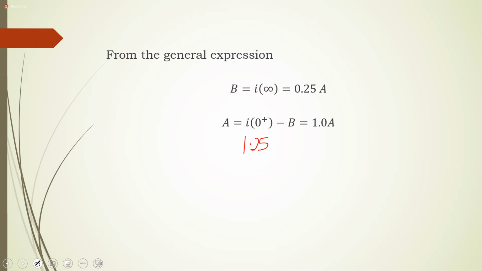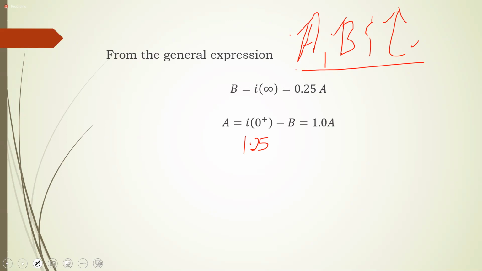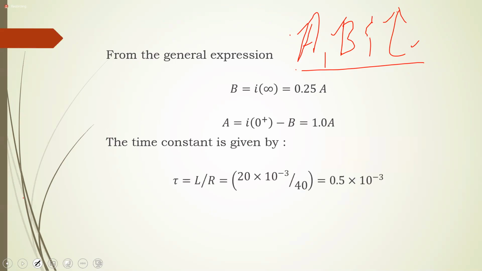Remember what we're trying to find? A and B, and tau. Those are the three things we're finding. So we have found A, we have found B, we just now need tau. And tau is usually the easiest one. So tau is L over R. And if you had a combination of resistors that it would go through, you'll find R equivalent. So it's L over R.